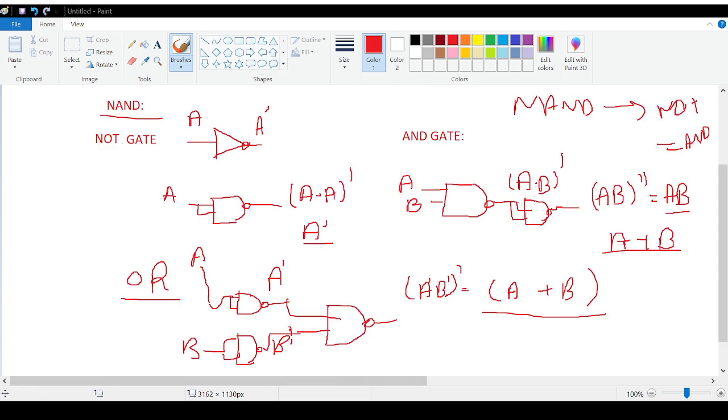Okay, so your homework will be, you have to construct the basic gates but using only NOR gates. Okay, I've shown you with NAND gate, but you have to do NOR gate.